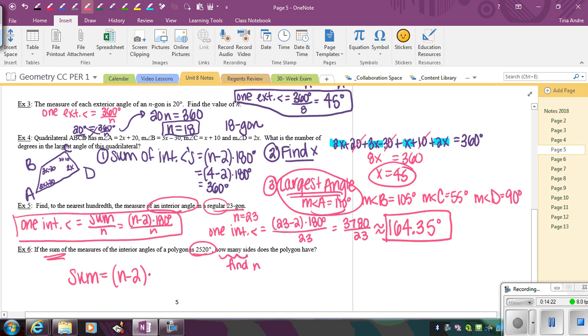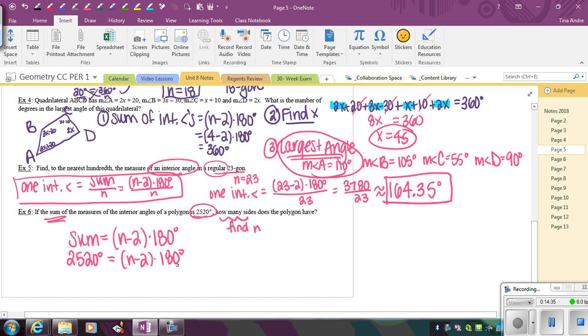So n minus 2 times 180. So we have 2520 equals n minus 2 times 180. So we want to solve this for n. It's up to you how you want to do it. You could distribute this 180 through and then combine like terms, get n on one side, numbers on the other. You could also divide by this 180 right now, because since this is multiplication, you could just divide that. It really doesn't make a difference, your preference. So you either distribute and then bring it over, or you divide it.